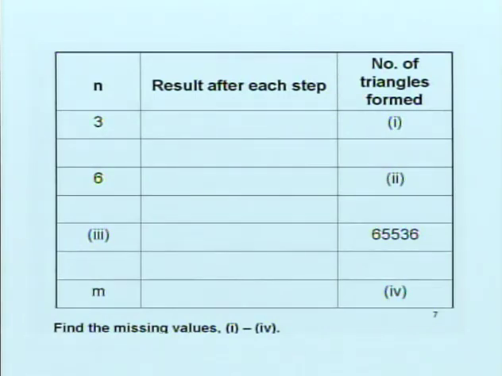Then the third part, Roman 3, we are told that the number of triangles formed is 65,536. We are required to determine what is the value of n to give us that result. And then you're told in the last row there that if n is equal to m, what formula we will find to determine the number of small triangles, and that is Roman 4. So we have to find those missing values 1, 2, 3, and 4.